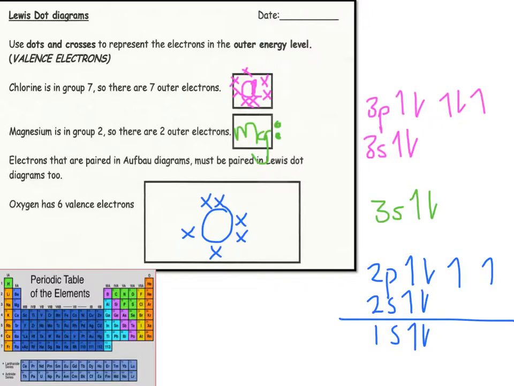What you kind of need to think of is there's a little box for a pair there, a box for a pair there, a box for a pair there, and a box for a pair over there. Those are called Lewis dot diagrams.